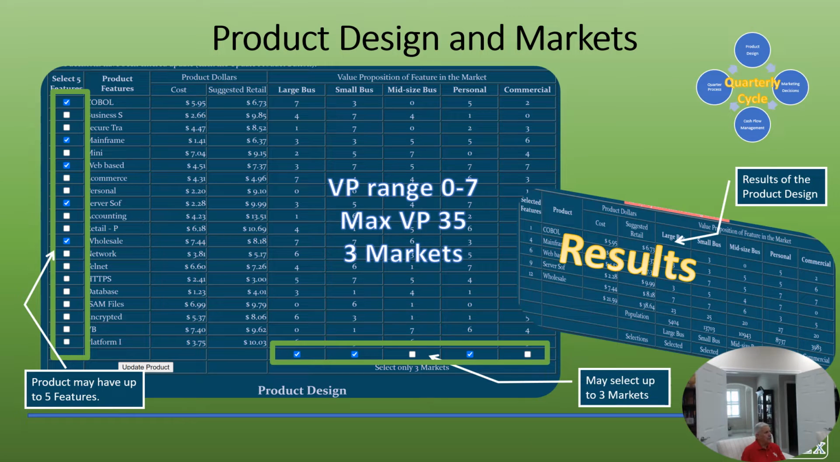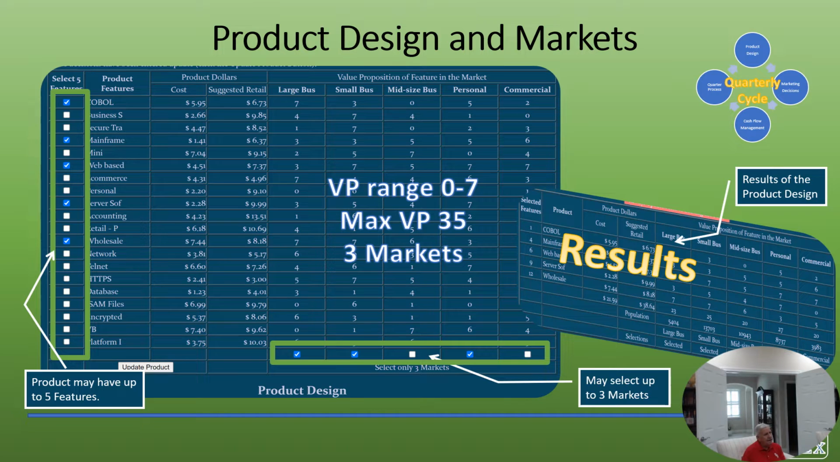Since you're allowed to enter 5 features to define your product, the maximum value proposition in a market can be 35. That really is your targeted goal. That's what you're interested in achieving. You want to have your product have a value of 35 in a particular market. Now understand, we're going to have 3 markets. Having 3 markets implies that you will not really be able to have a value proposition of 35 in all 3 markets. You may not be able to even have a value proposition of 35 in any market.